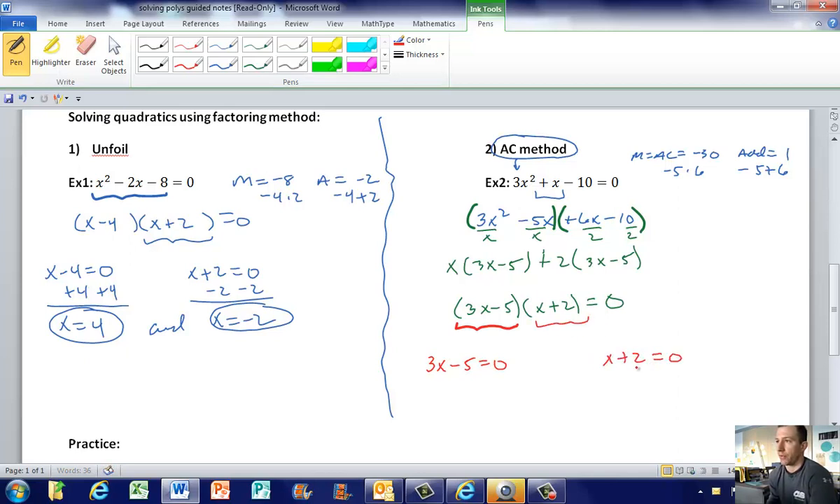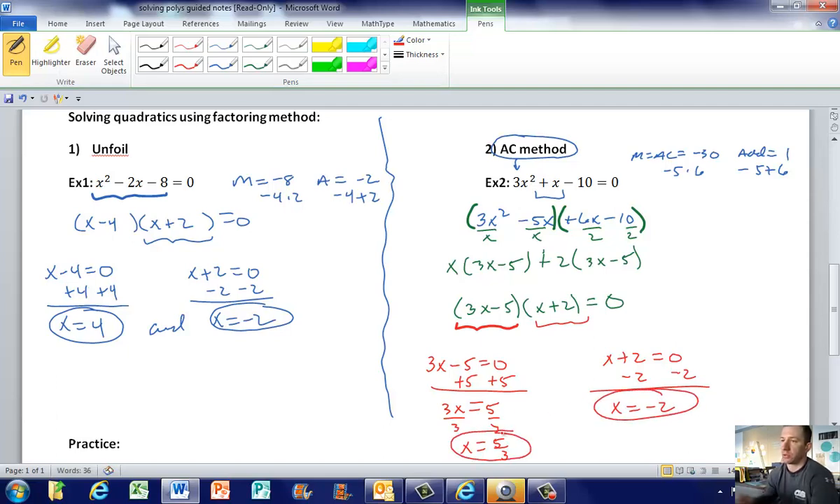So I pull both factors out and set them equal to 0. First, I add 5 here. 3x equals 5. Then I'm going to go ahead and divide by 3. And x equals 5/3. Over here, subtract 2, x equals -2. And here are my two solutions: x equals 5/3 and x equals -2.